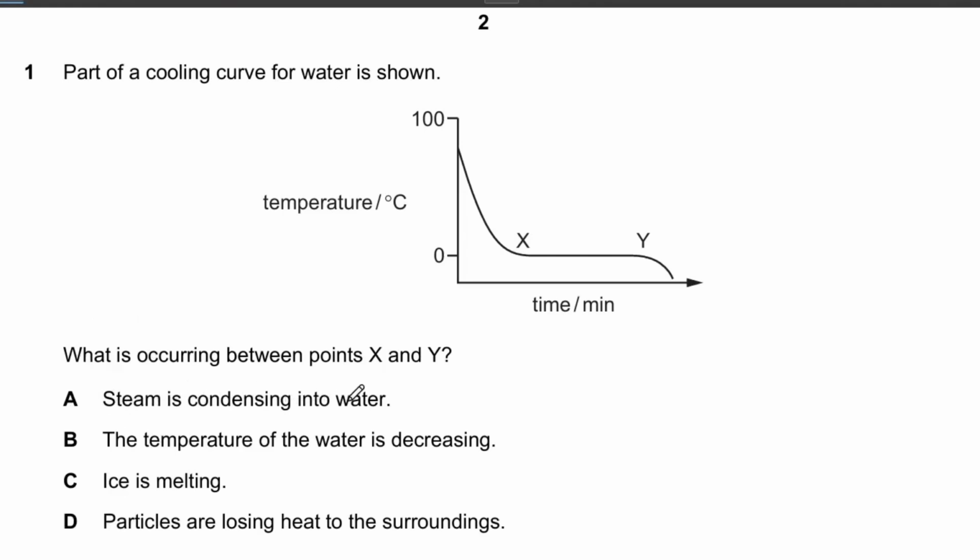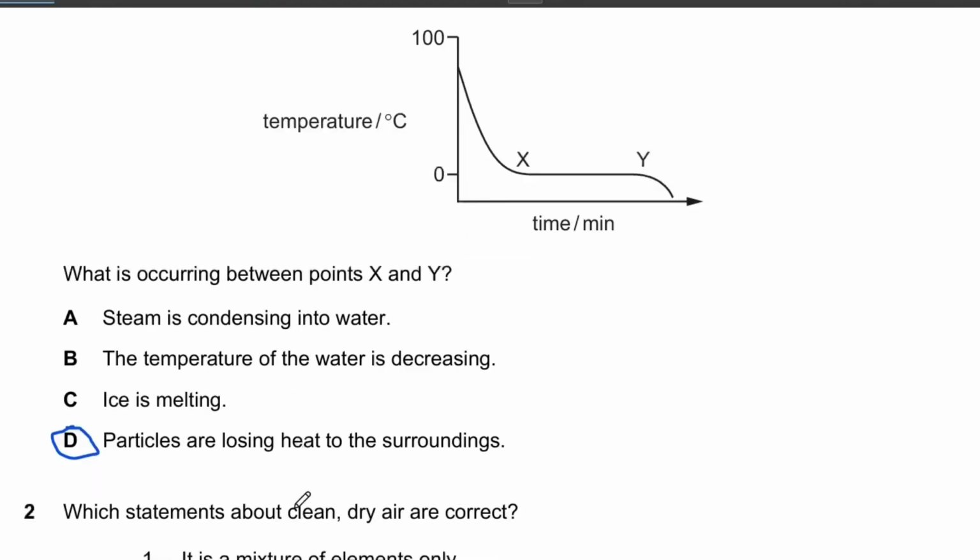Steam is condensing into water. That's wrong. The temperature of the water is decreasing. No, that's wrong. What's happening here is energy change, not temperature change, because it's a flat line. Ice is melting. Wrong. Particles are losing heat to the surroundings. Correct. So D is our correct answer. And the reason why D is our correct answer, not B, is because during a phase change, temperature stays constant. It's only energy that is changed.